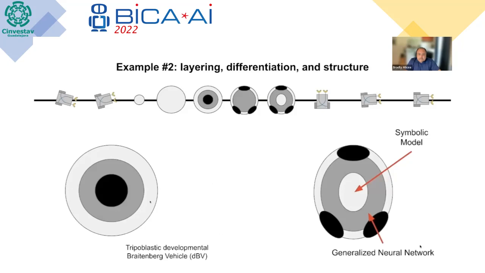And so this is a simple triploblastic, or three germ layer, agent where they just have these three unspecified layers, and then there's migration of these different parts of the layers, and you end up with this phenotype that's very complex, and it gives you this adult form. And you can embed your layered models. You have a symbolic model in the middle and a generalized neural network on the outer edge, and that gives you your layering.